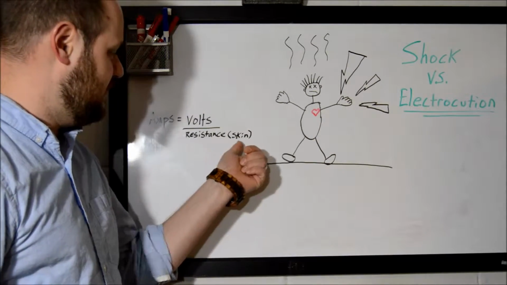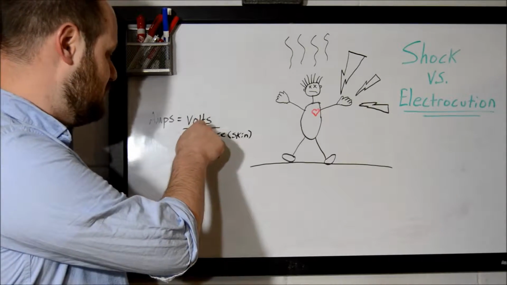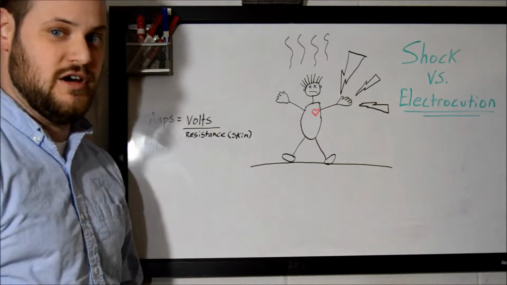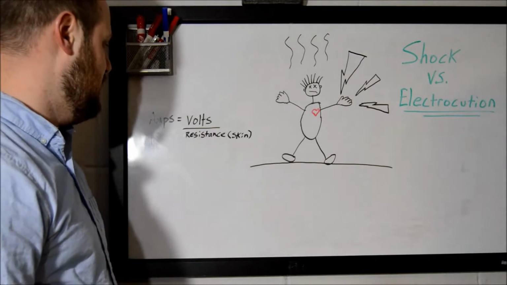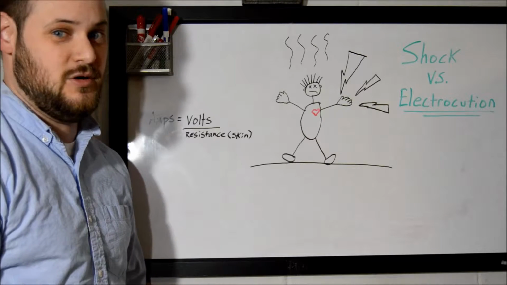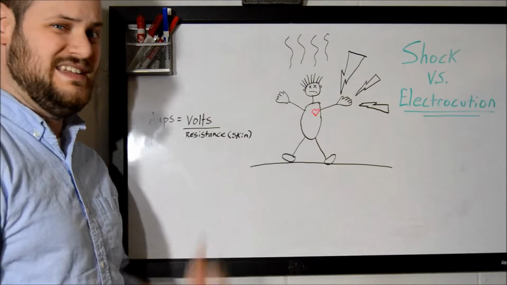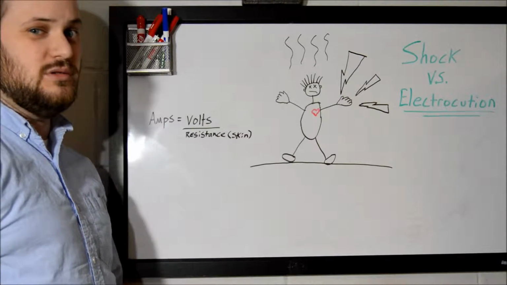So even if you say that the resistance of your skin stays the same, as the voltage goes up, because it's in the numerator of the equation there, as the voltage goes up, the current also goes up. So the higher the voltage, more dangerous it is. Although, as we'll see, that's not entirely true.